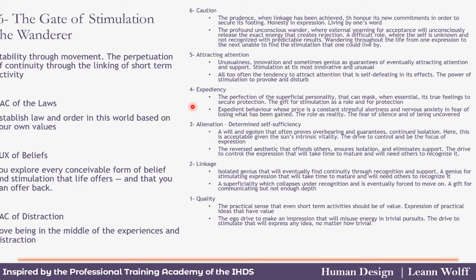Then the attracting attention. So the unusualness, innovation, and sometimes genius as guarantees of eventually attracting attention and support. Stimulation at its most innovative and unusual. So it's the highest expression here, is attracting attention. And this is something you guys are going to really grasp when we get into the abundance blueprint and understanding how to attract resources into your lives for the betterment of all.